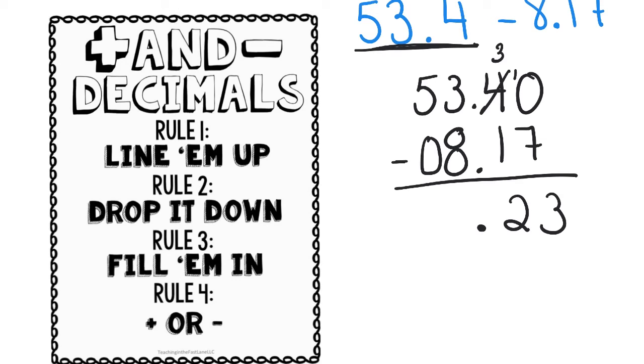Also cannot subtract 3 minus 8, so we are going to borrow from the 5. This becomes 13. 13 minus 8 is 5. And 4 minus 0 is 4. And remember, you can always check your answers by re-adding it. So this answer would be 45 and 23 hundredths.